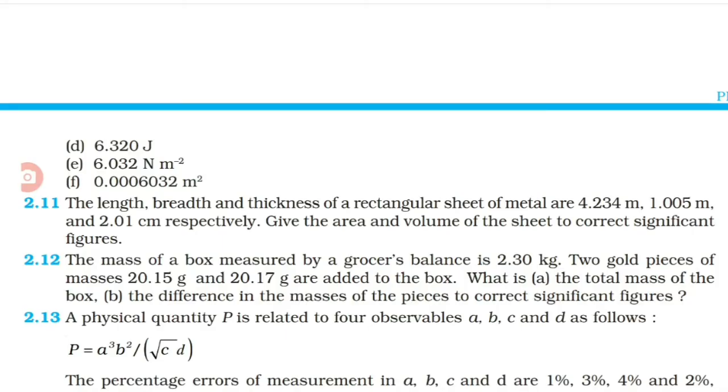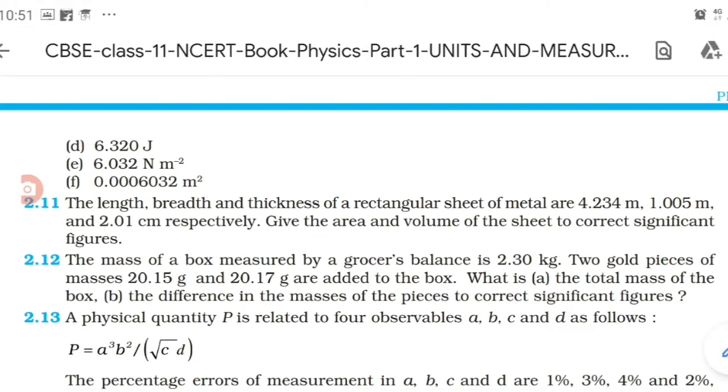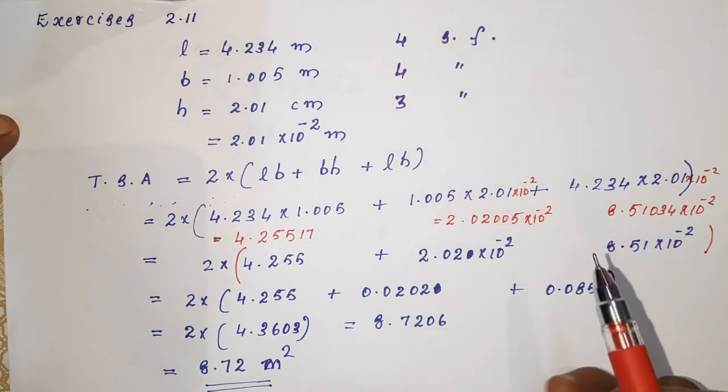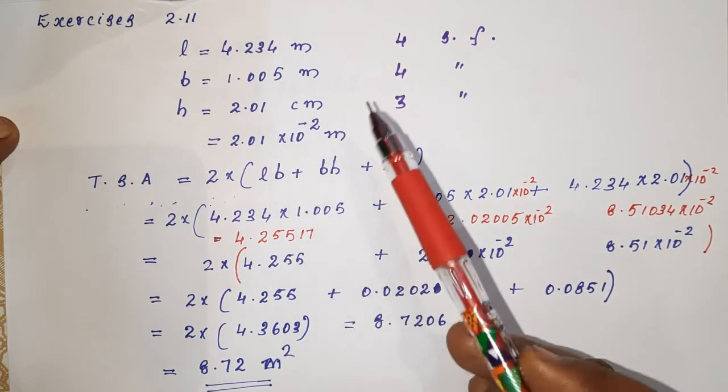Now we are discussing one question from the exercises, that is 2.11. The length, breadth and thickness of a rectangular sheet of metal are 4.234 meter, 1.005 meter and 2.01 centimeter respectively. Give the area and volume of the sheet to correct significant figures. Now the answer to that question.